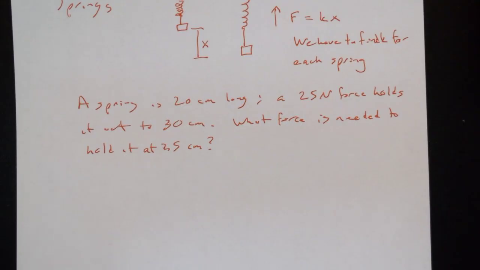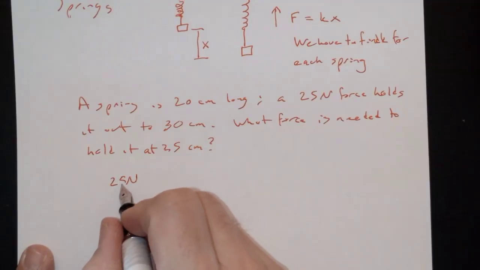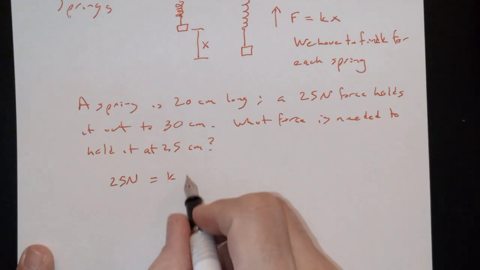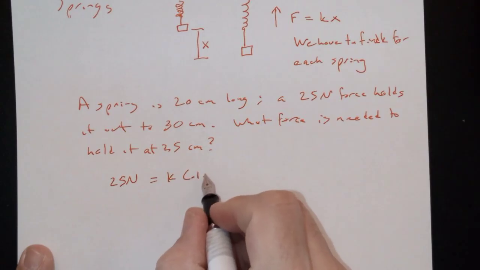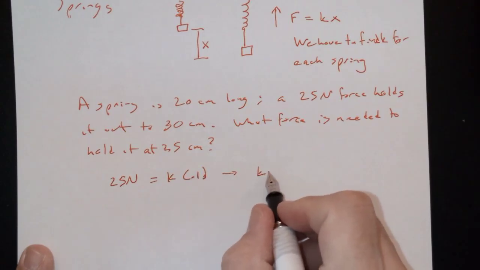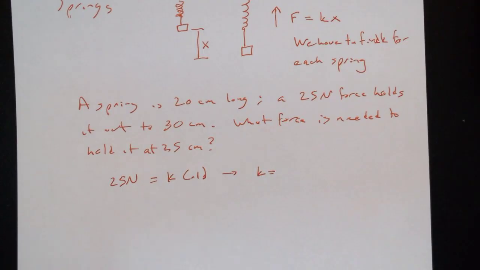K is a constant. Your units determine the magnitude of it. So if I do this in centimeters, my distension is 10 centimeters. If I do it in meters, it's 0.1 meters. That's fine. You'll only differ by the number of decimal places in your answer. 25 Newton force, K times 0.1 meters means that K is 250.